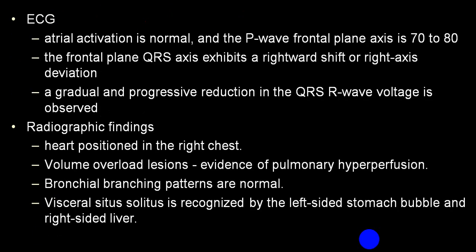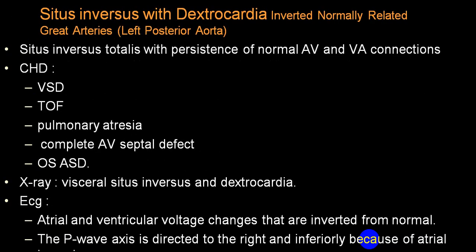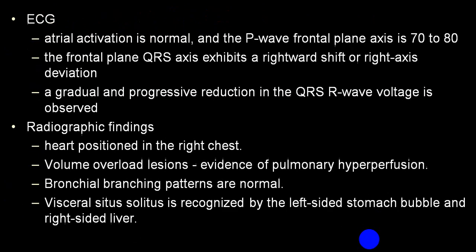In a radiography, we have already mentioned that the apex will be pointing towards the right side with the trachea central. So that will be typical. And if you look at the gastric bubble, if it is on the left side, situs solitus. If it is on the right side, situs inversus. So that will be on a radiology.